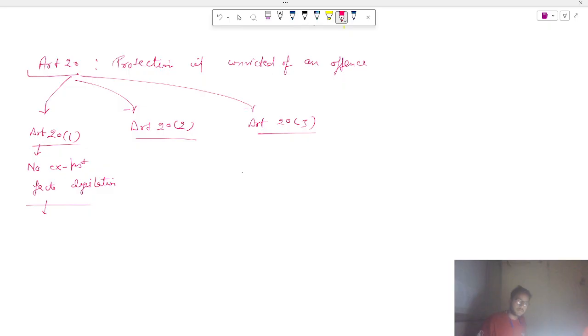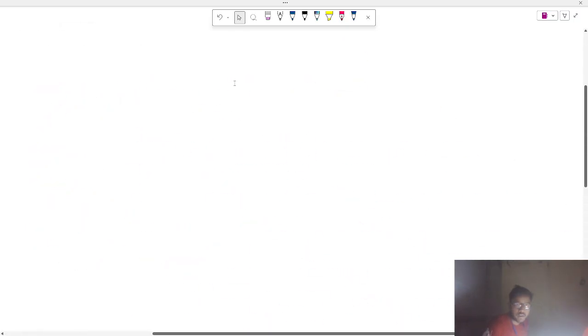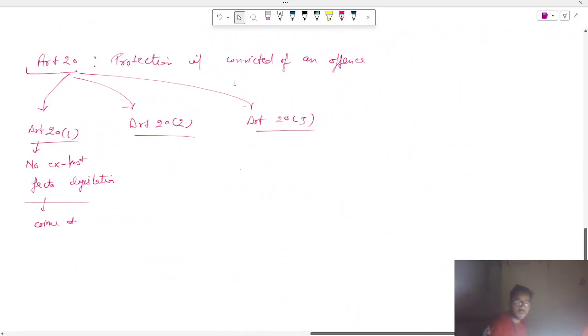So basically, if you have committed a crime, let's suppose the crime has been committed on today's date, 21st March 2026.